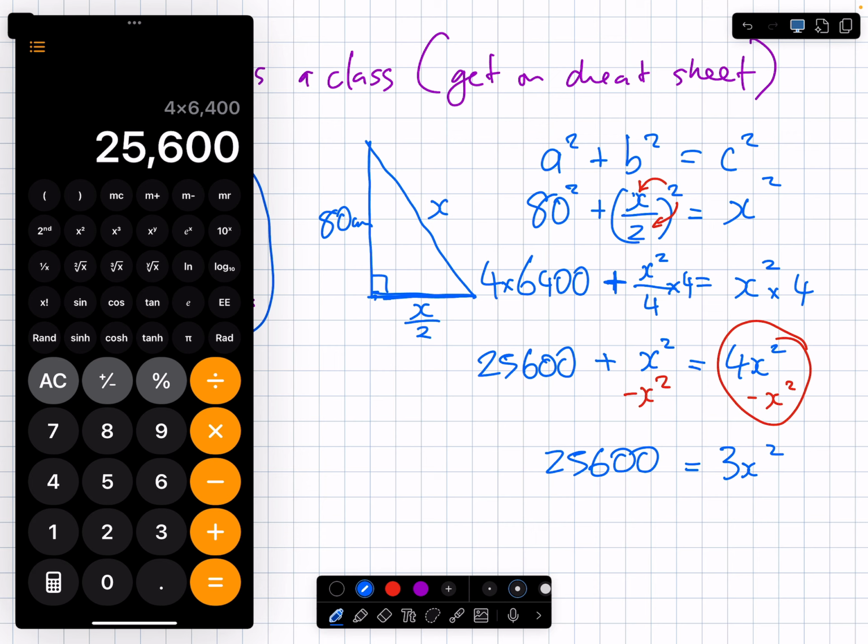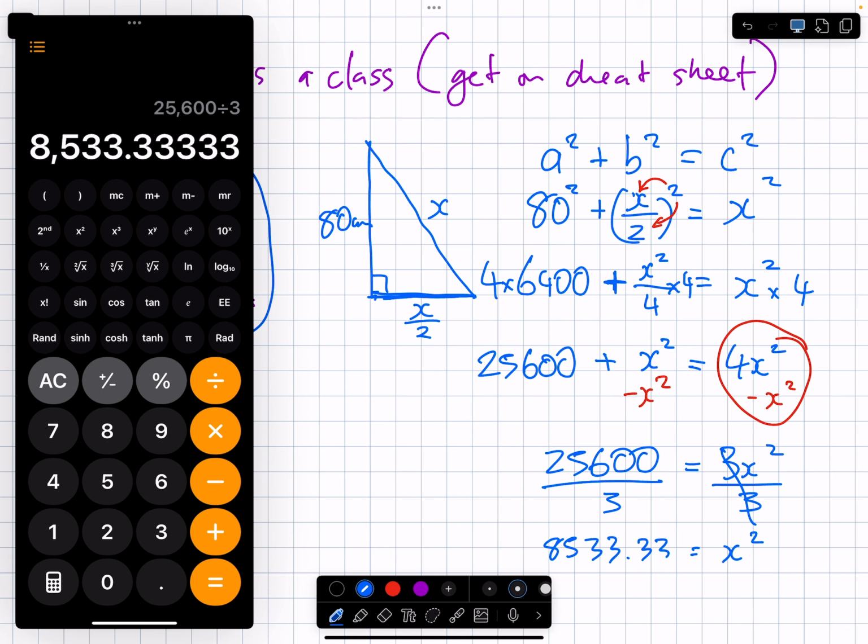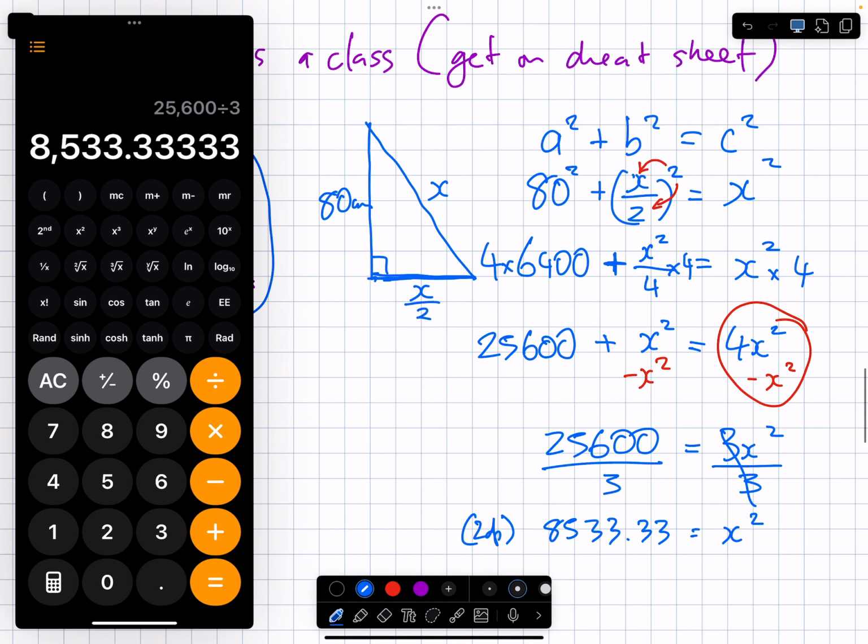Good. Because what's that 3 doing? You're timesing by 3. So I divide both sides by 3. So you're going to have x squared left by itself. 25,600 divided by 3 is a nasty number, 8533.33. I rounded that to 2 decimal points. See, I'm really close now. I'm 1 step away. What's the opposite of squaring something? X is going to be the square root of this bizarre number. So x is going to be 92.38.